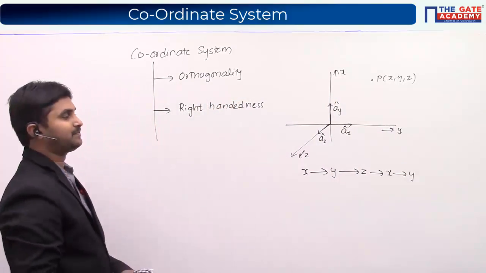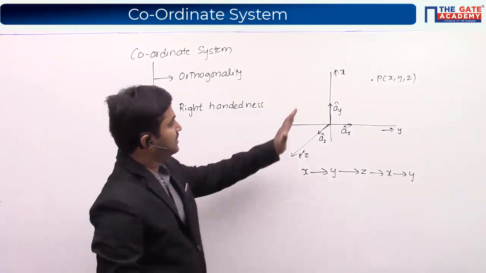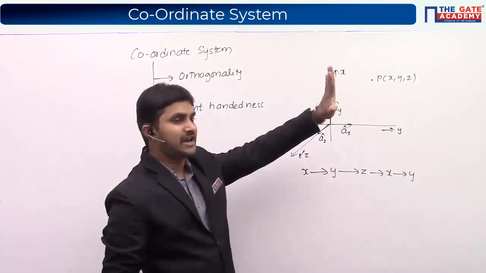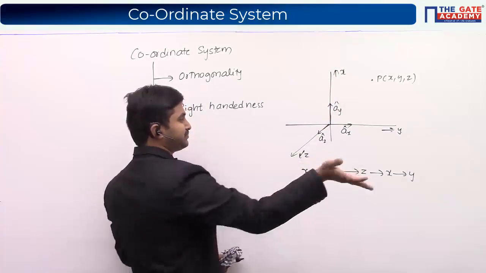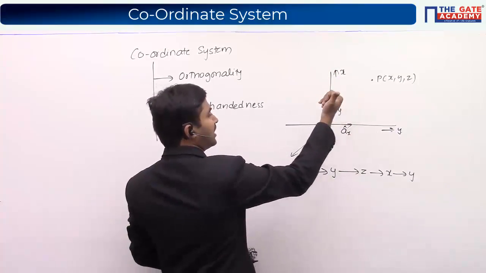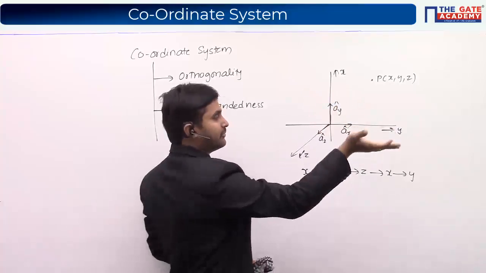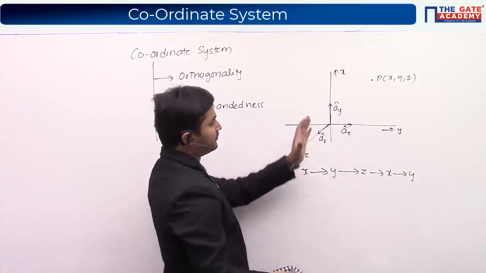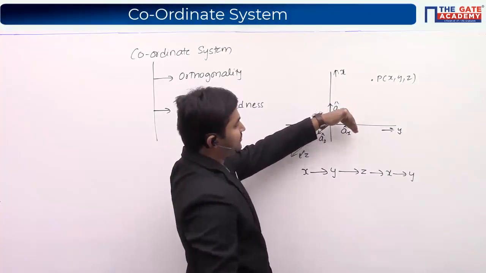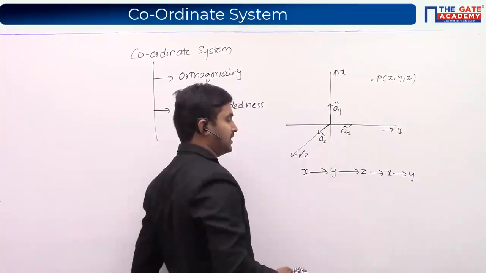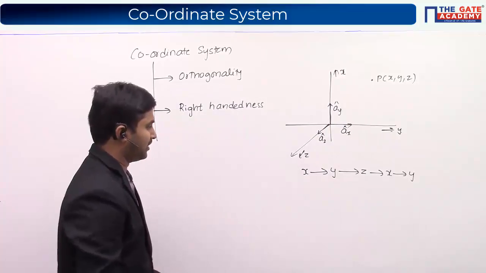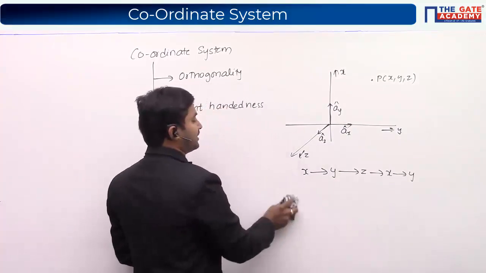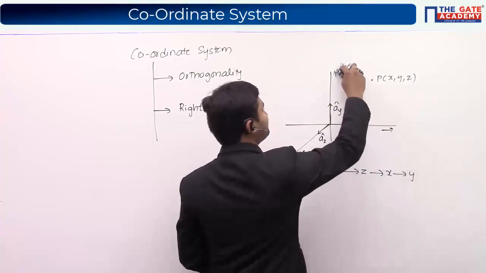Is that clear? X, then y, then z. This is my left hand and this is my right hand. From x, you go to y, and from there you go to the z. You cannot use your left hand. You cannot go from x, then y, then z. This is not possible. So the right-handedness of a particular coordinate system has to prevail.